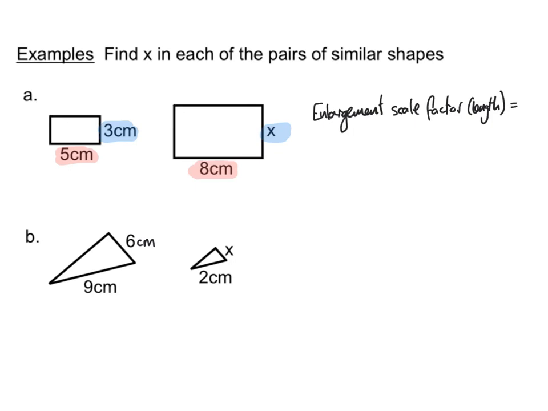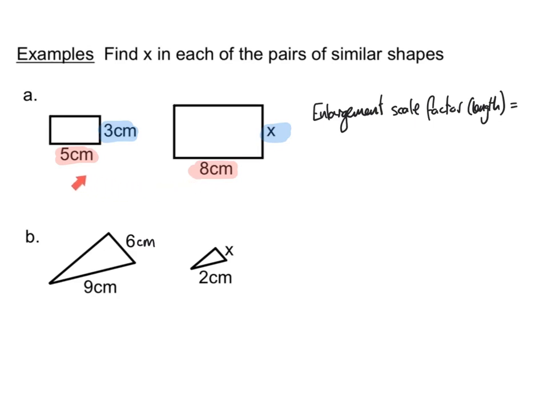Now what we want here is we want to have a number which is greater than 1. For it to be an enlargement scale factor, remember it needs to be greater than 1. So I'm going to take the two corresponding sides for which I have values for. So I need to have two values which correspond to each other on different shapes. Okay, so the 5 and the 8 here are perfect for that. And I want it to be an enlargement scale factor.